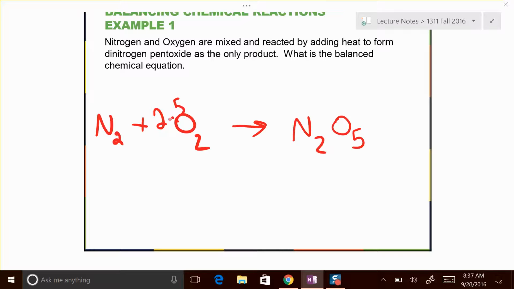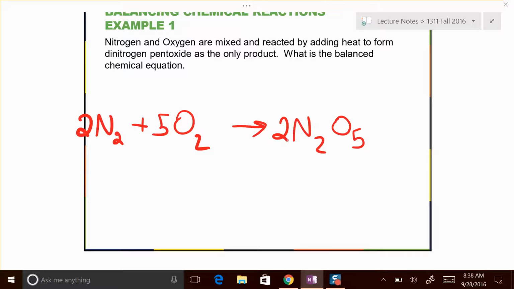Okay? So what I need to do is I need to multiply everything by a number that will get rid of that half. So how much do I need to multiply everything by? 2. So I'm going to change everything. I'm going to say 2 and 2. This becomes 5 because 2.5 times 2 is 5. And this becomes 2. Okay? So this is the balanced chemical equation.